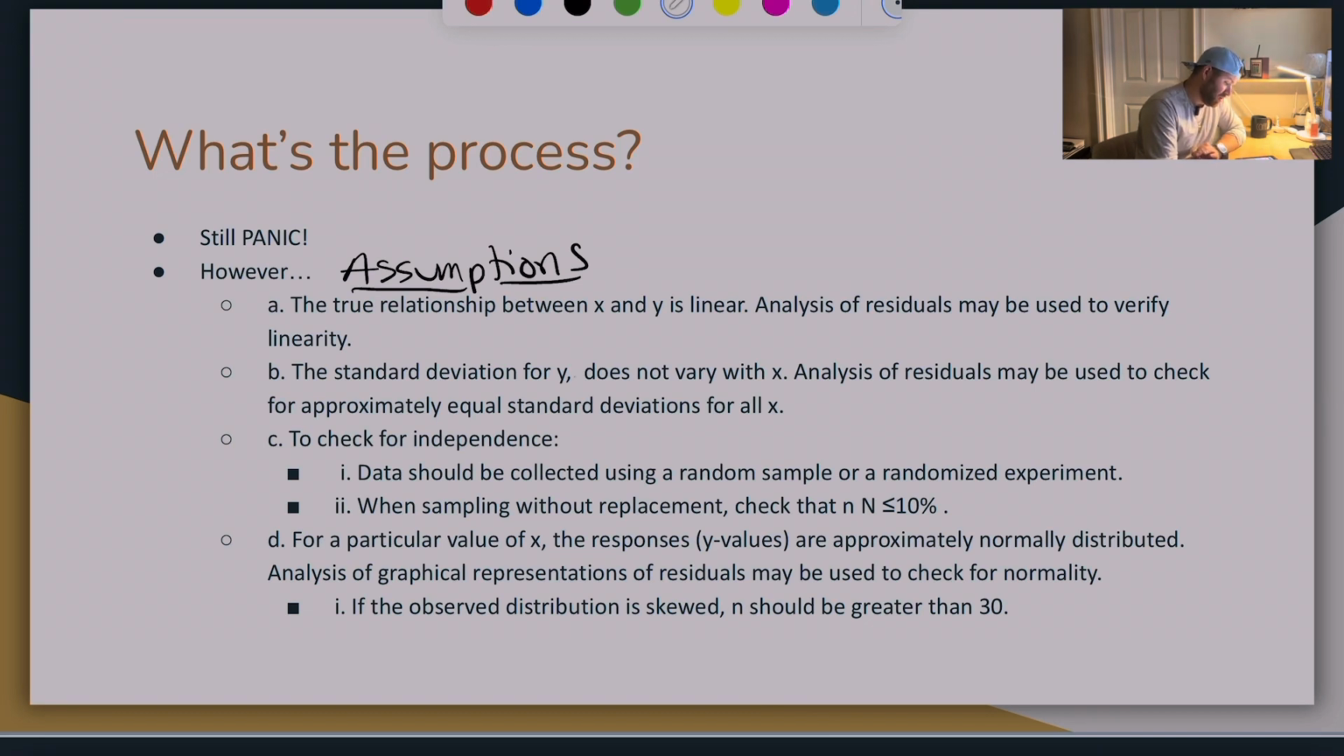And then we need to have a random sample, and then for any particular x value, the y values are normally distributed. This is almost impossible to verify all of these in a given scenario. It would take so much work. So typically what you get is the statement to assume all conditions are met.